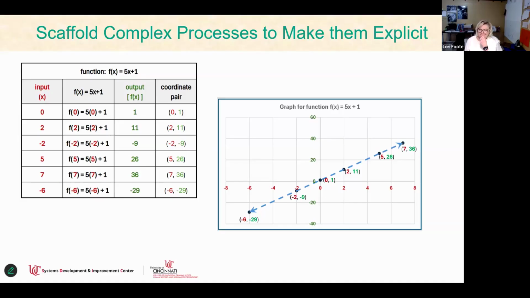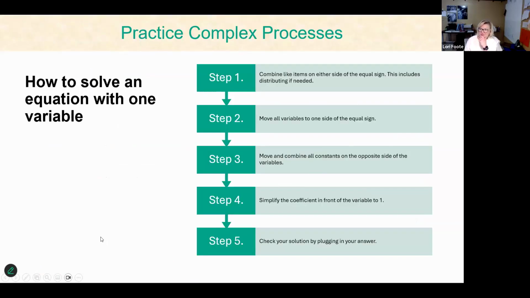My last little example here is when we go to solve one variable equations, you might have all these steps that they go through. And the thing about complex processes is because they're complex, you're going to have to do a lot of examples, and really being methodical through each and every step is important.